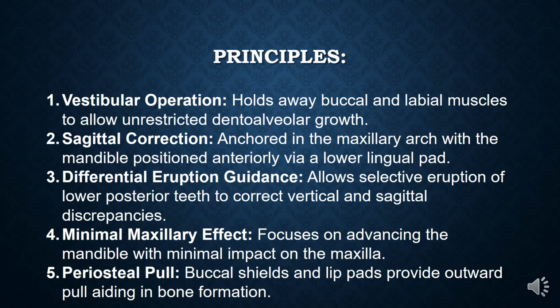Fourth principle is that it has a minimal maxillary basal effect. It has been noted that in most class 2 malocclusions, the maxillary position is close to normal while the mandible is retruded. The Frankel appliance has relatively little retrusive sagittal effect on the maxilla in contrast to the marked protrusive change in the mandible. Fifth is periosteal pull by buccal shields and lip pads. The buccal shields and lip pads are extended to bring about outward periosteal pull. This aids in bone formation at the apical base.